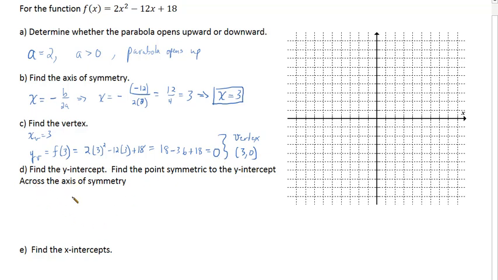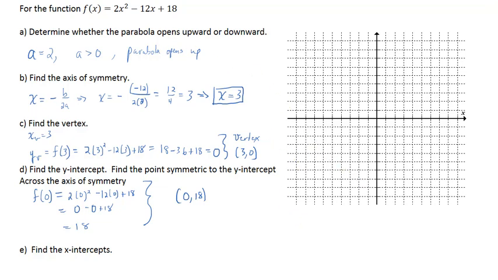Finding the y-intercept. The y-intercept is the function's value at 0. f of 0 is 2 times 0 squared minus 12 times 0 plus 18. And so f of 0 is 0 minus 0 plus 18. And that's 18. So then the y-intercept is the point 0, 18. The point symmetric to the y-intercept across the axis of symmetry. Well, since the vertex is at 3, 0, and the y-intercept is at 0, 18, then to find the point symmetric, we have to go 3 units to the other side of the axis of symmetry.